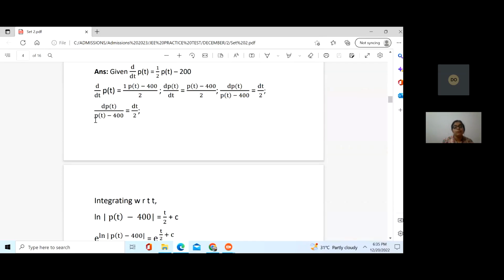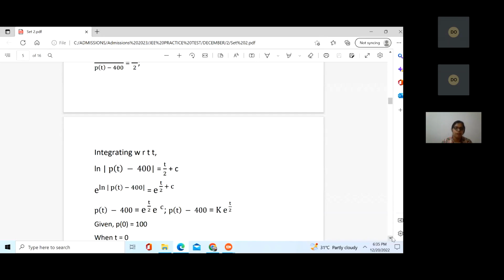So what's the value? The integral of dp(t) by (p(t) minus 400) will be log of p(t) minus 400. What will this term be? The integral of dt by 2 will be t by 2 plus c. Now I have this in the form of log: log of p(t) minus 400 equals t by 2 plus c.